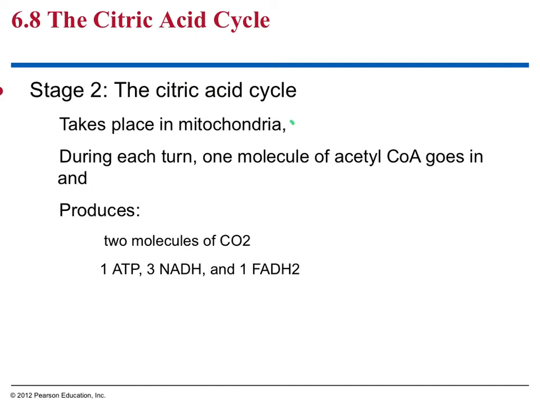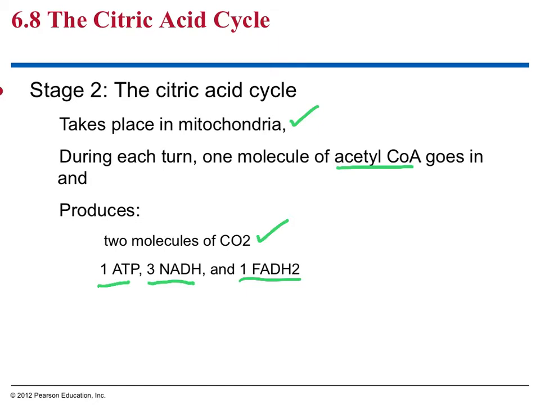Remember that the citric acid cycle occurs in the mitochondria, and during each turn, 1 molecule of acetyl coenzyme A goes into the citric acid cycle. The products after the citric acid cycle is completed are 2 molecules of CO2, 1 molecule of ATP, 3 NADH, and 1 molecule of FADH2. This may sound a little intimidating at first, but these slides are really good for understanding what goes in and what comes out. And that's really what I would like you to know.